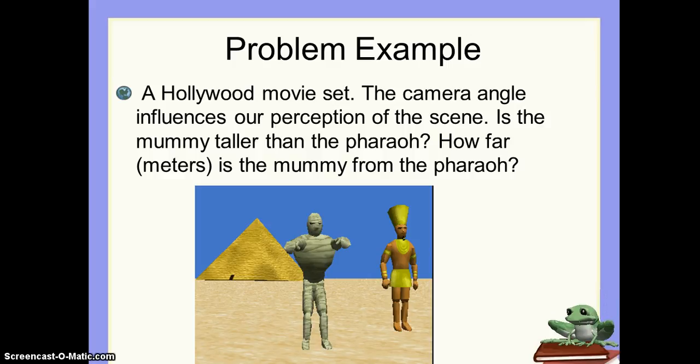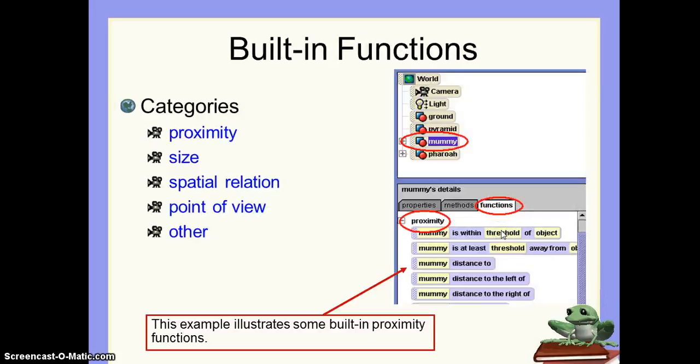So here's the deal. You're on a Hollywood movie set, and we're not sure: is the pharaoh taller? That's the pharaoh, by the way. Or is the mummy taller? And how far away are they? See, these are pressing questions, and now good news, you know how to answer them. So we use built-in functions. A lot of objects have them, so you'll notice I clicked on mummy, and if you click on the functions tab right here, which is off to the right, you'll see some different properties. So proximity is one category of these properties, and we can ask these questions. These are the functions that come with the mummy.